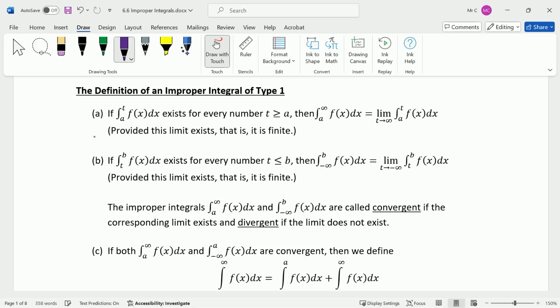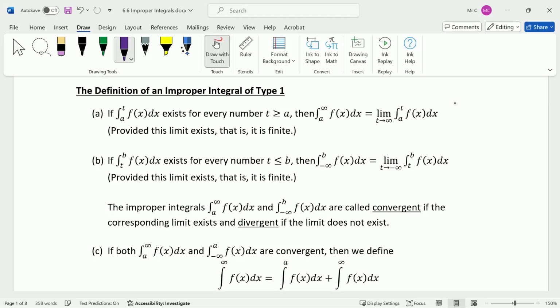Okay, so that's A. Now let's take a look at B. If the integral from t to b of f of x dx exists for every t less than or equal to b, then when I write the integral from negative infinity to b of f of x dx, what I mean is the limit as t goes to negative infinity of the integral from t to b of f of x dx, provided this limit exists, that is, it is finite.